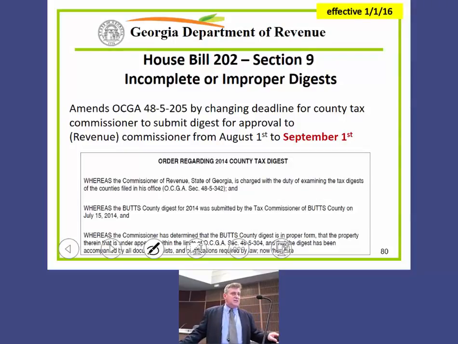And as we mentioned, the Department of Revenue has to approve any county tax digest before it can be used for the collection of taxes. The due date for the submission of the tax digest via statute at 48.5.205 is August 1st. Although this past legislative session, that due date was changed to September 1st, effective for the 2016 tax year.